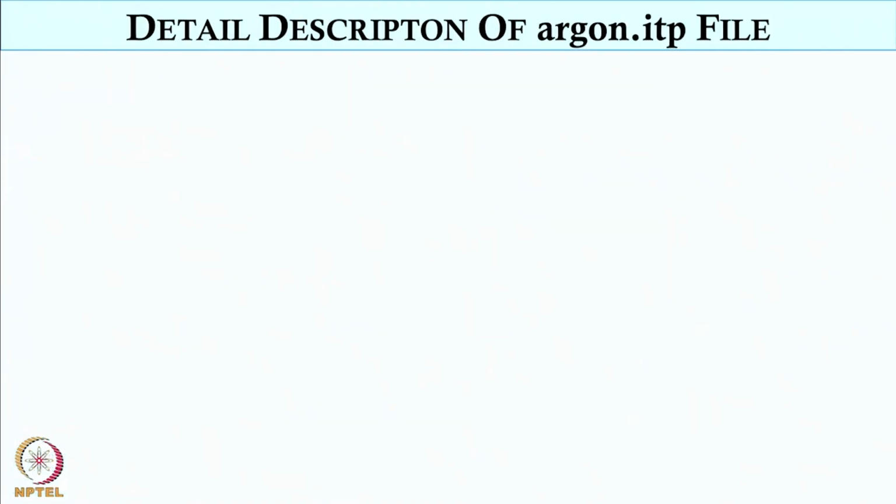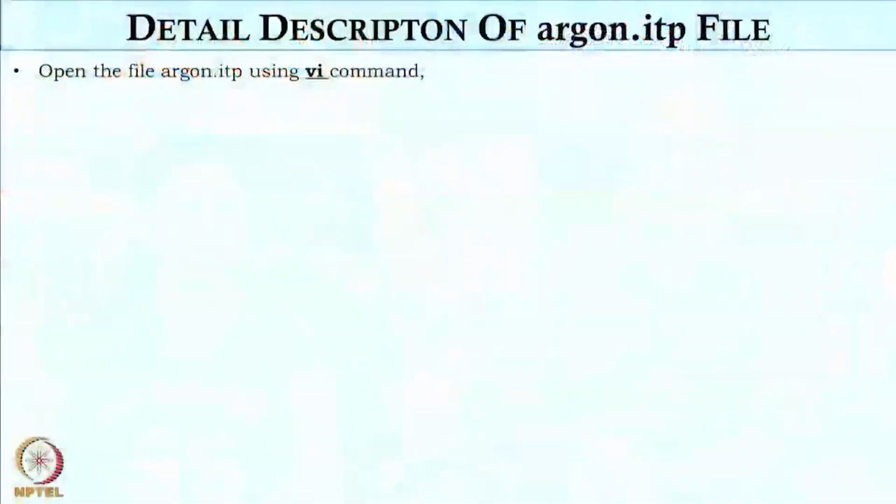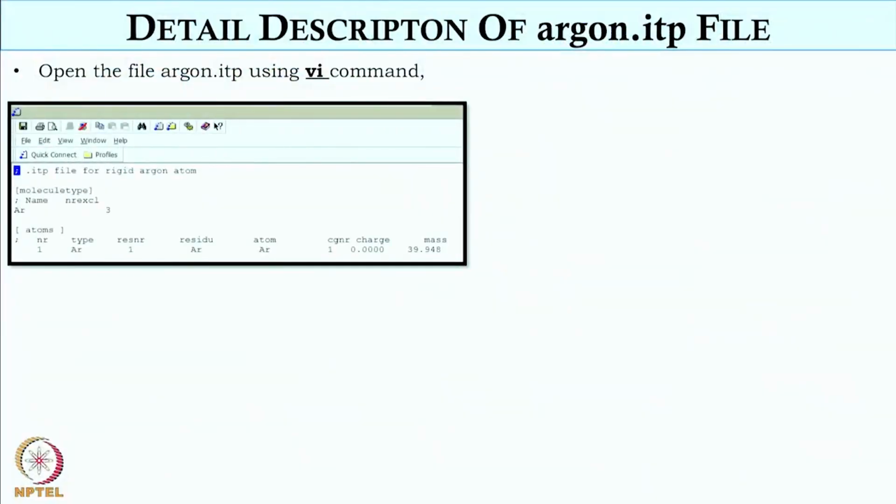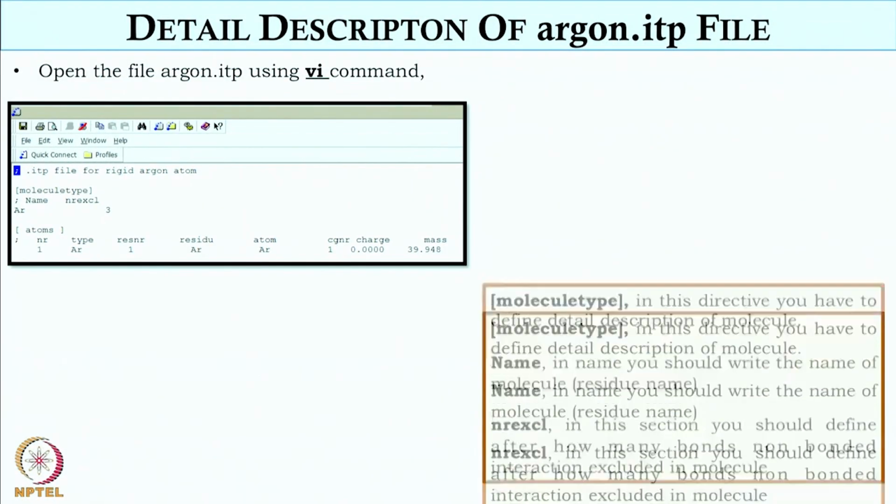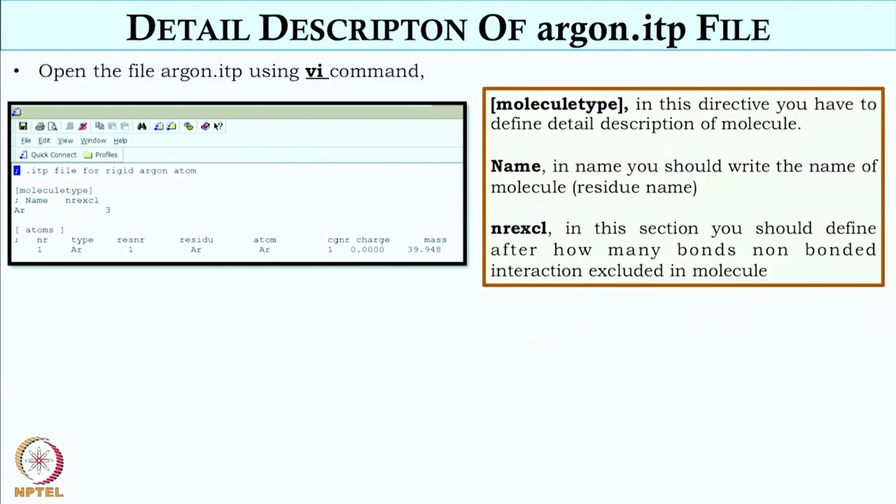So next we'll have a detailed description of the argon.itp file. We can open the file using the command vi argon.itp. This is the file for liquid argon. So here the molecule type is the directive where we have to give a detailed description of the molecule or the solvent or anything that we are simulating. Then in name, we have to write the residue name of the molecule or atom. Here it is AR, since we have used the residue name AR for liquid argon.